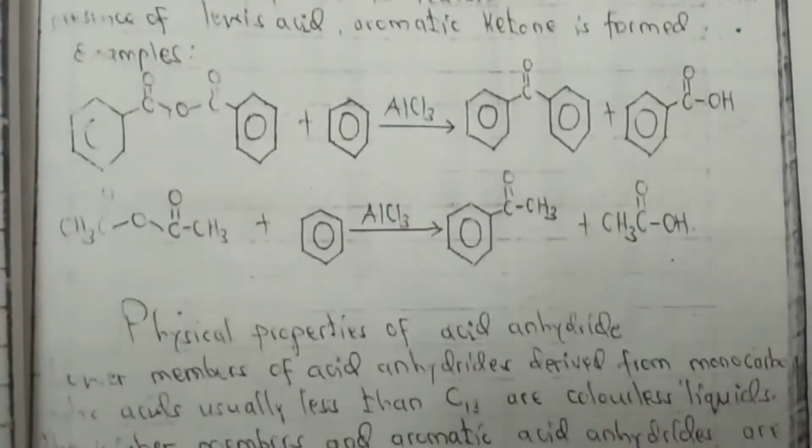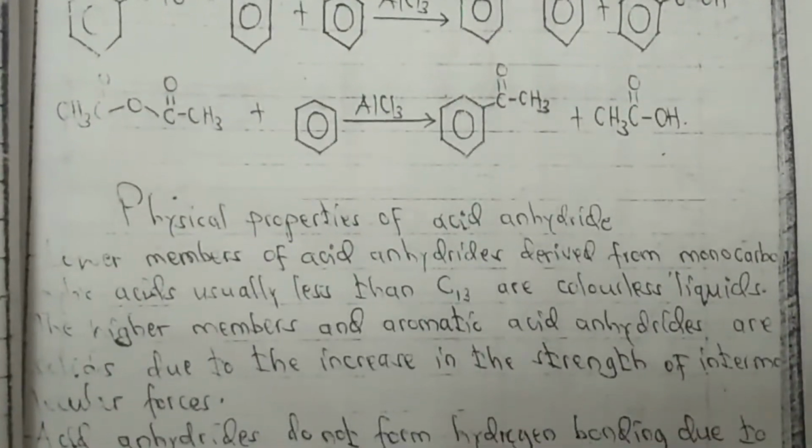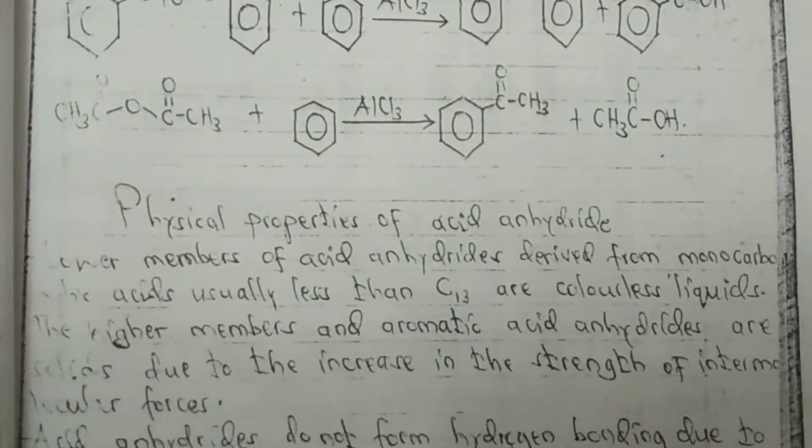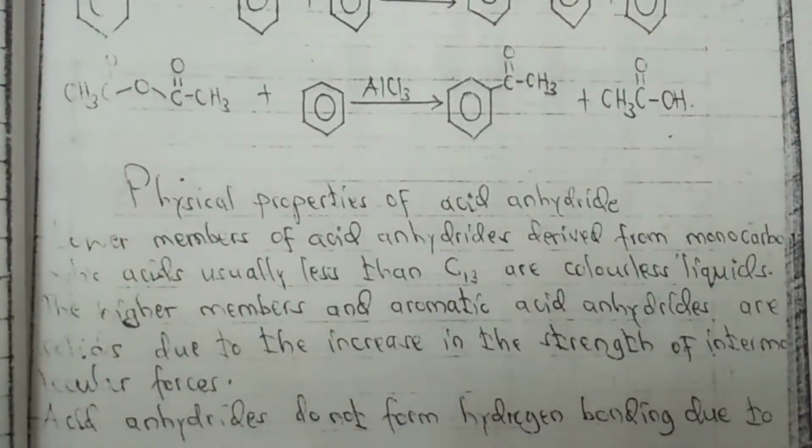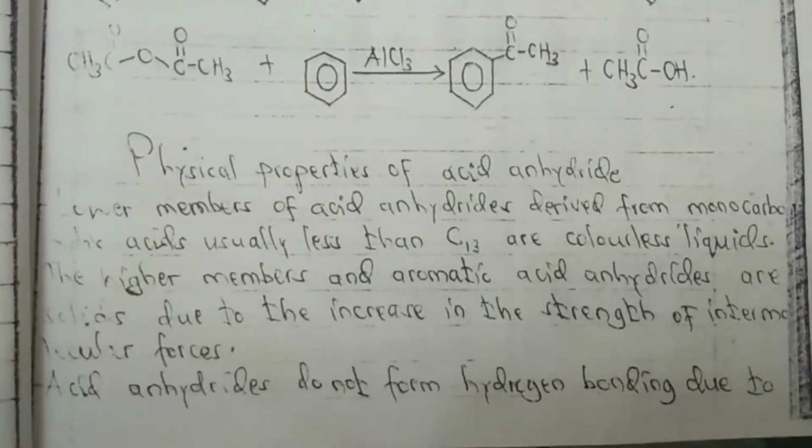In terms of the physical properties of acid anhydride, the lower members of acid anhydride derivatives are derived from mono carboxylic acids, usually less than carbon ya 13. They are colorless liquids. The higher members are aromatic acid anhydride. They are solids due to the increase in the strength of intermolecular forces. So higher member they are solid, lower member they are colorless liquid.